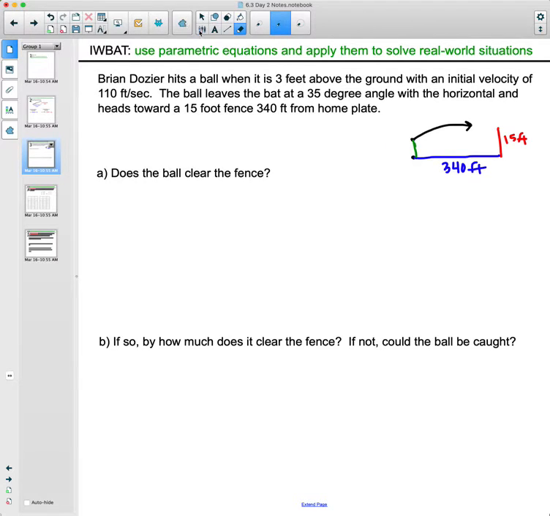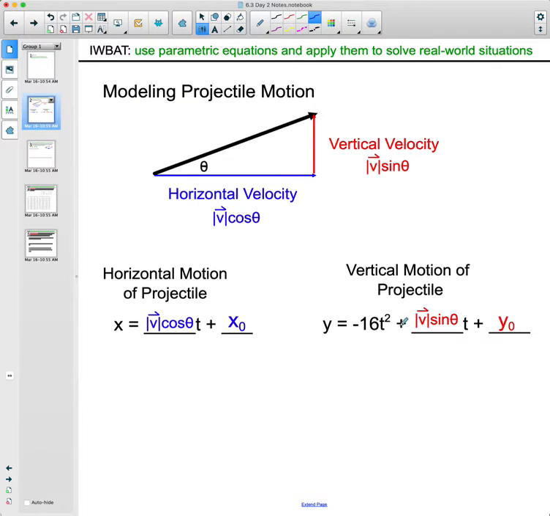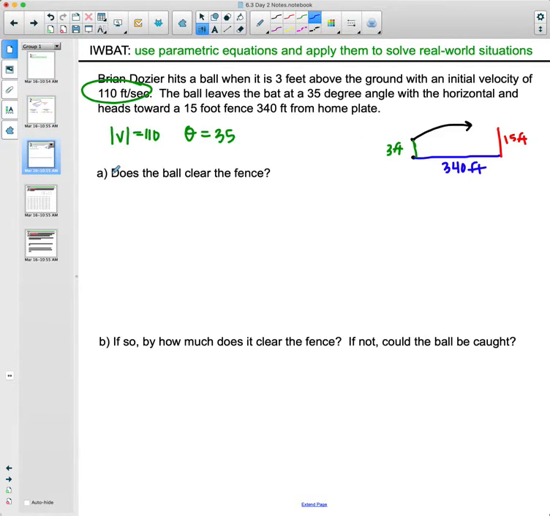All right, so let's break down a few of these things. Okay, so you've also got an initial velocity here. So your velocity vector, or your initial velocity, is 110. You've got your angle that it left the bat, that's 35, okay? So you can solve either the horizontal or the vertical equation first. The vertical one is much more difficult because of the t squared, so this is a quadratic. So I start with the horizontal, okay?